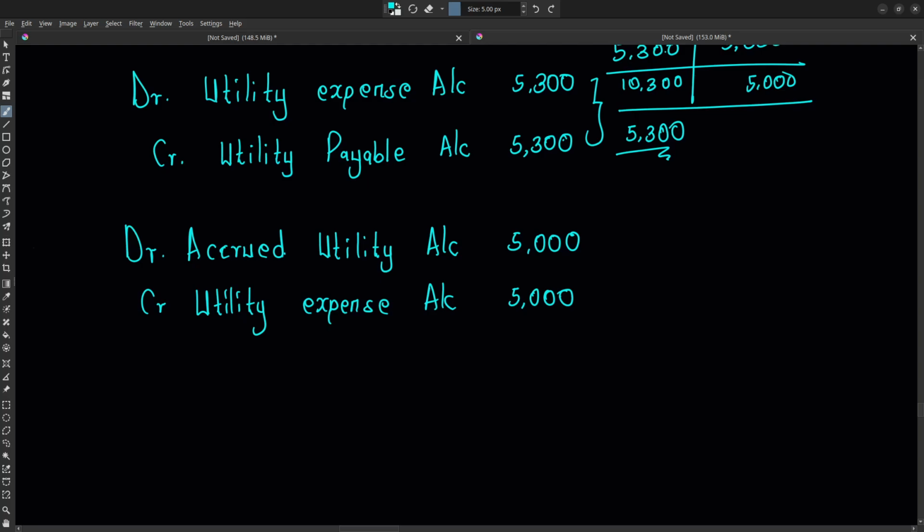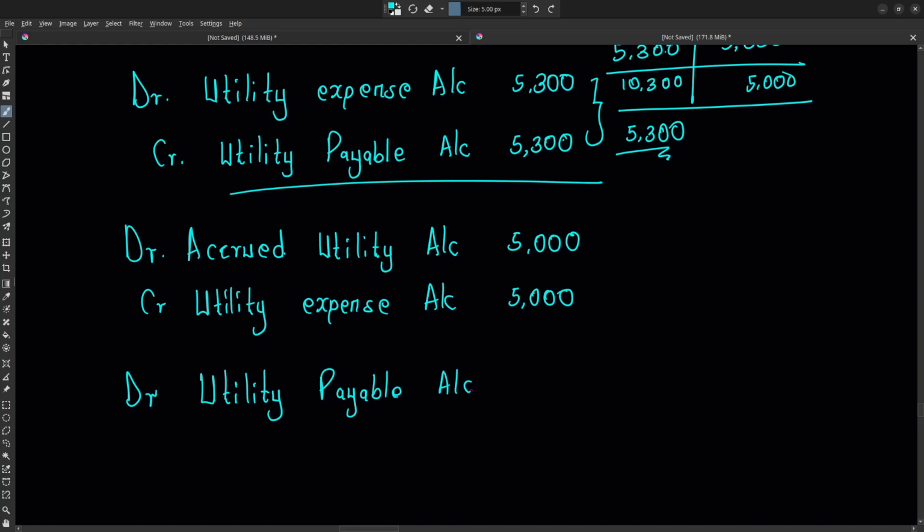What happens when we pay? We process that payment, so we need to reduce our utility payable account, which is another liability account. For a liability account, you debit to reduce it by an amount of 5,300. Then you are going to credit cash account an amount of 5,300, because a cash account is an asset account, and because you're paying out, you have to credit.